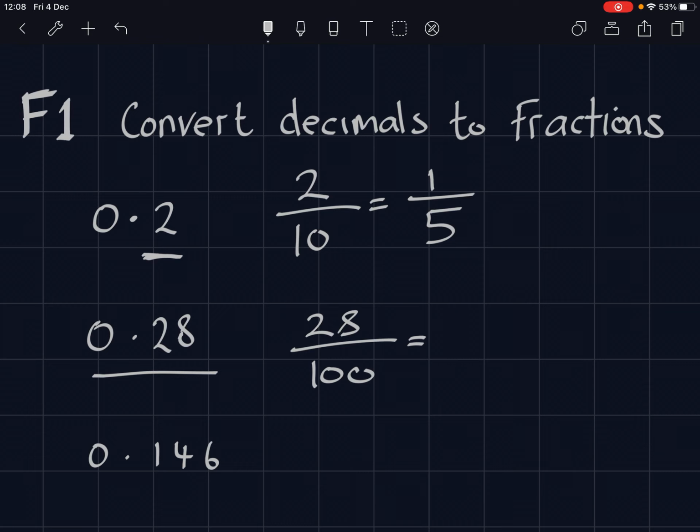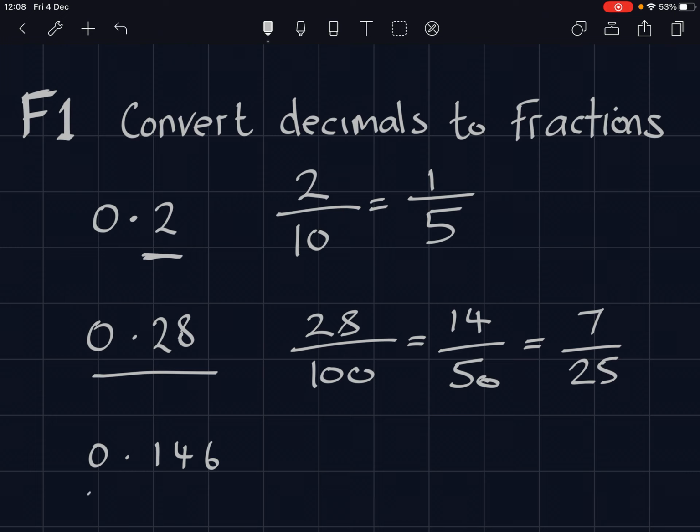So yes, there is. They're both even, so we can definitely divide it by 2. So 14 over 50. Can we divide it again? Yes, we can. So that would be 14 divided by 2 and 50 divided by 2. Now, I know that 7 is a prime number, so we cannot divide it any further.